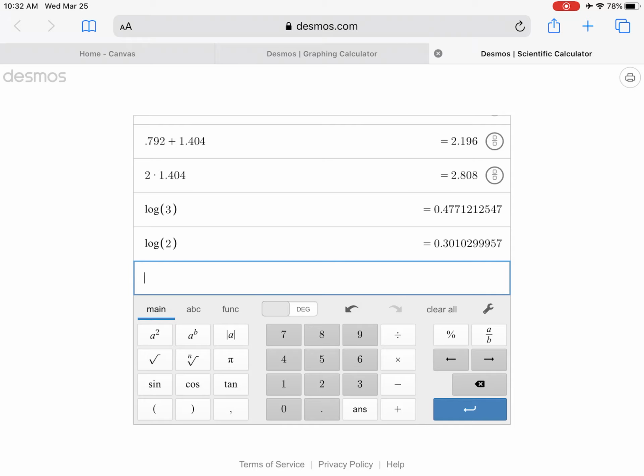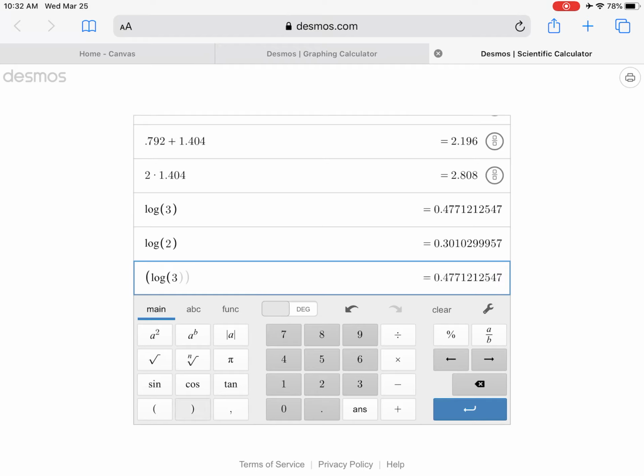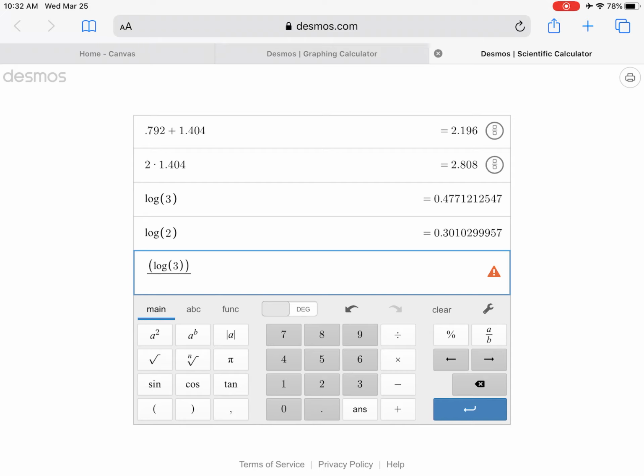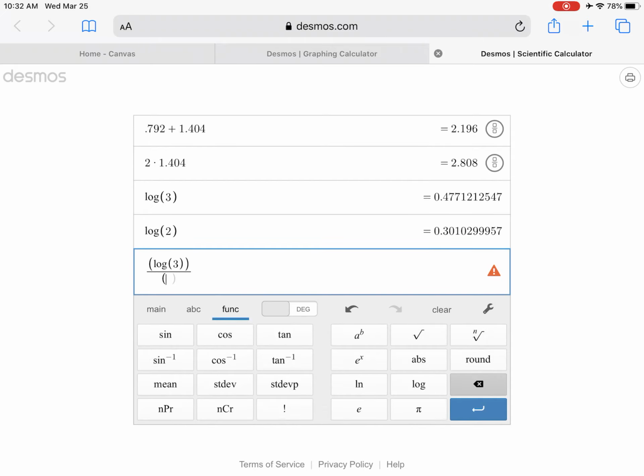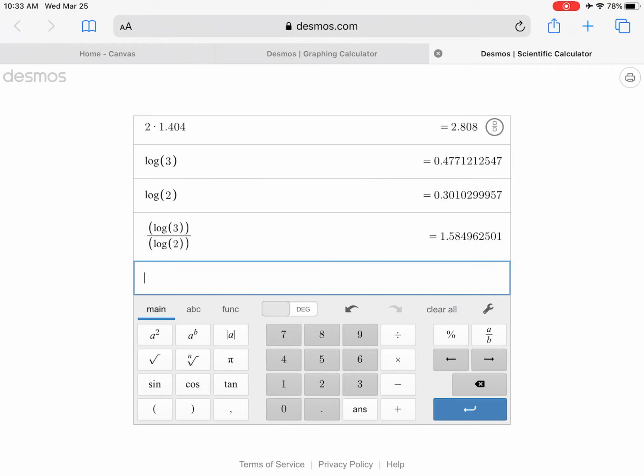Okay, so what we can do now, we could also set this up in a fraction if you want to evaluate it in one step on your calculator. So we can do parentheses log of 3, then get some division in there, parentheses log of 2, and that gives us 1.58496250.